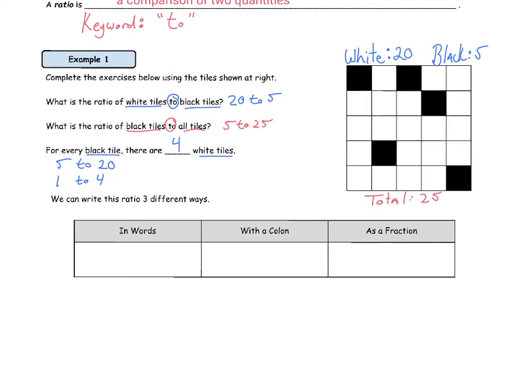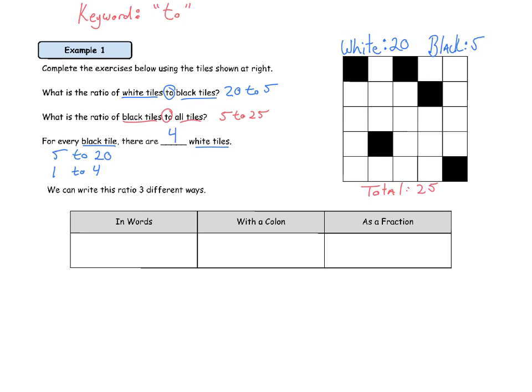Let's move down to our chart here. The directions say we can write this ratio 3 different ways, and I will show you. You all know the first way, using the word to. So 1 to 4. You can also represent a ratio with a colon symbol in between the numbers. 1:4. Lastly, we can write a ratio as a fraction. So as a fraction, our ratio would look like 1 over 4.